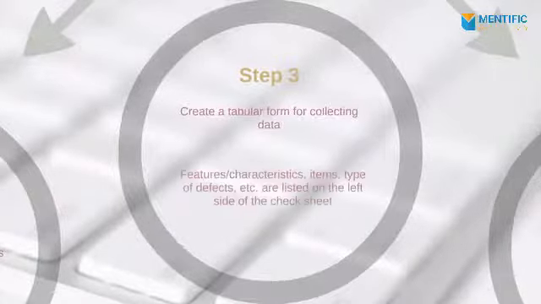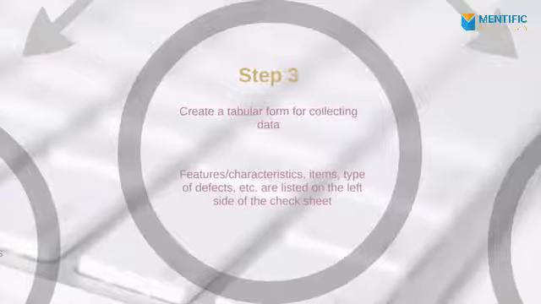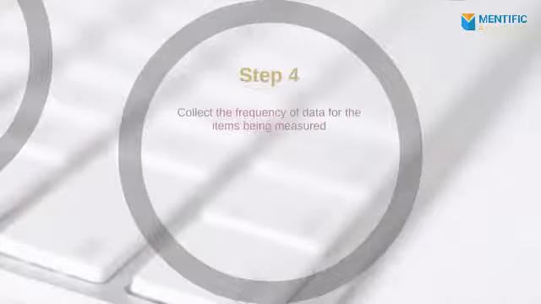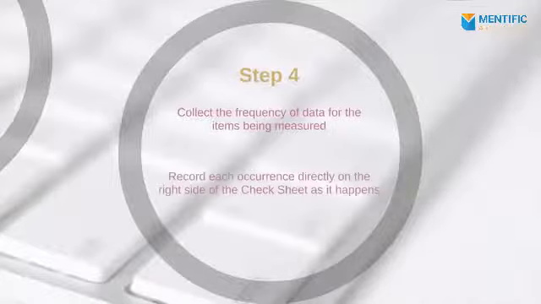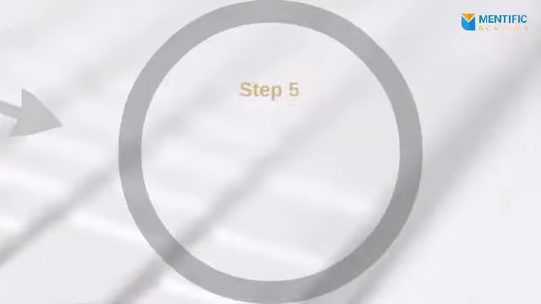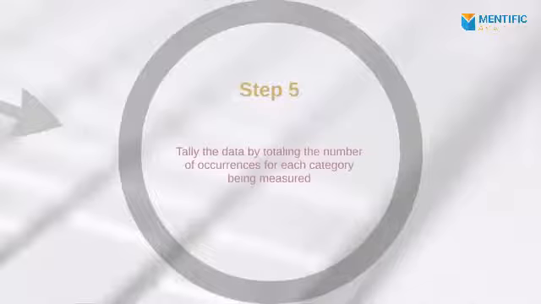Traditionally, the features, characteristics, items, type of defects, etc. are listed on the left side of the check sheet. The fourth step would be to collect the frequency of data for the items being measured. Record each occurrence directly on the right side of the check sheet as it happens. The fifth step would be to tally the data by totaling the number of occurrences for each category being measured.